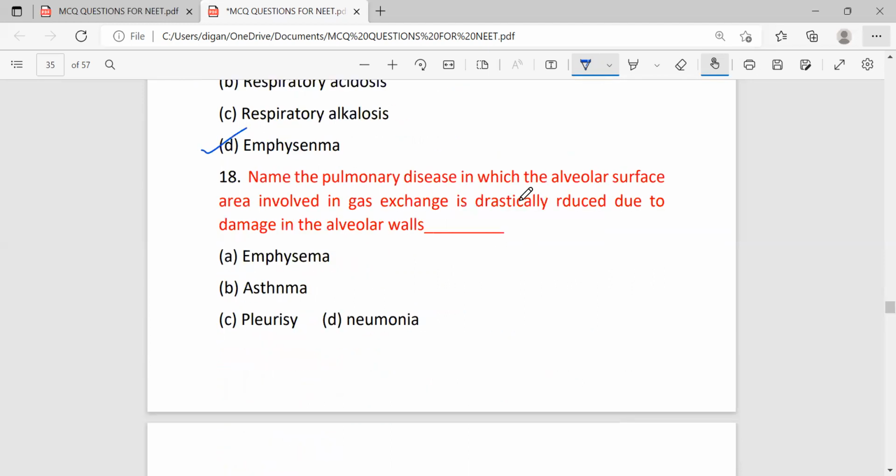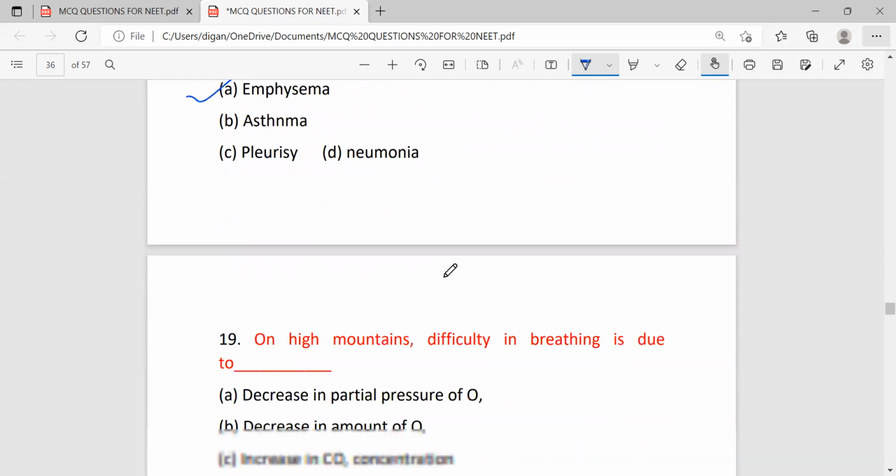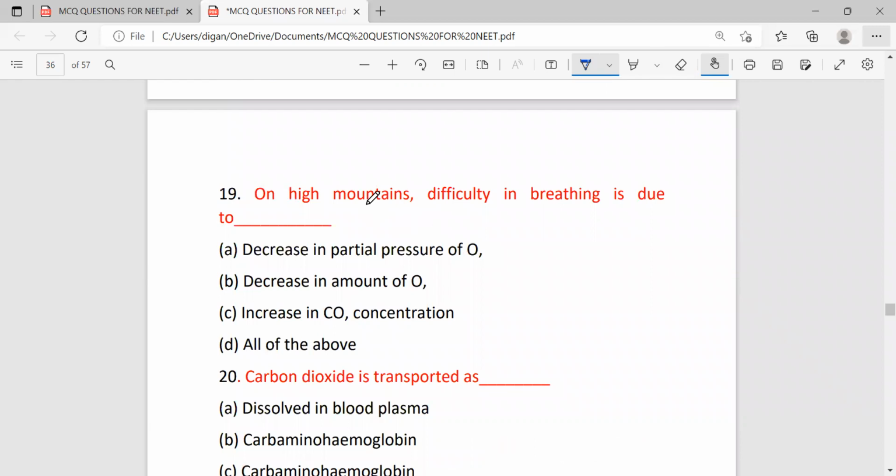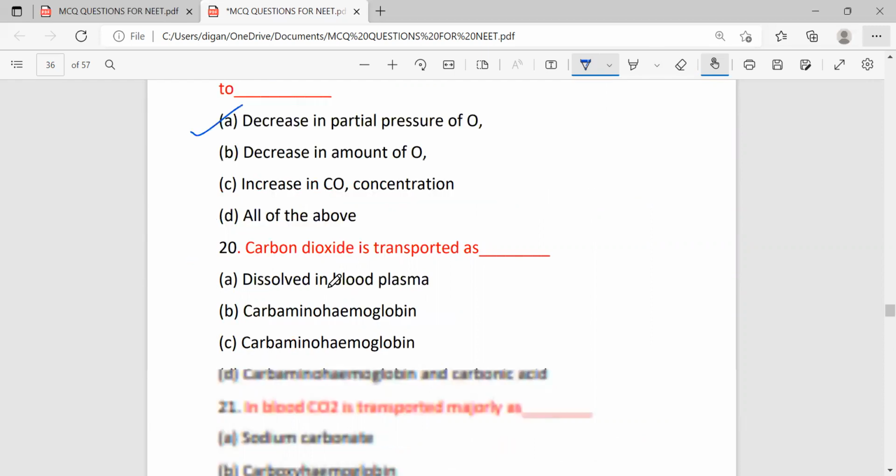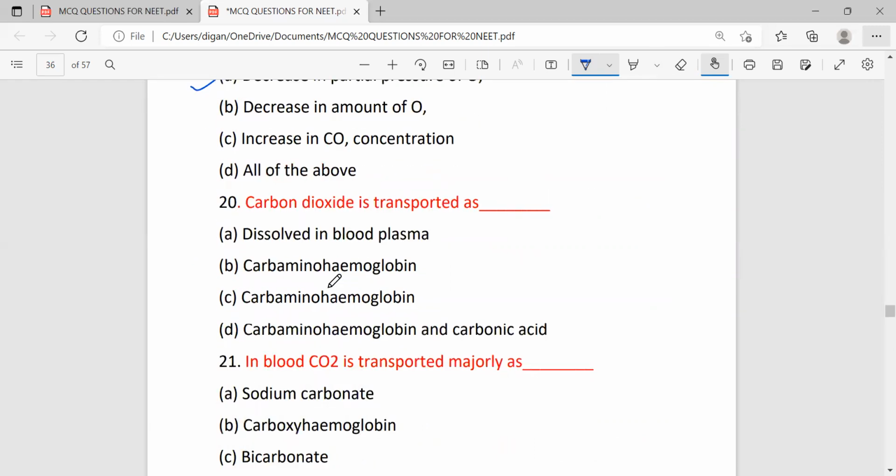Name the pulmonary disease in which the alveolar surface area involved in gas exchange is drastically reduced due to the damage of the alveolar walls. For question number 18, the correct option is A, means emphysema, and this is caused due to excess smoking of cigarettes. Next, question number 19. On high mountains, difficulty in breathing is due to the, for 19, the correct option is A, decrease in partial pressure of oxygen. Then question number 20.